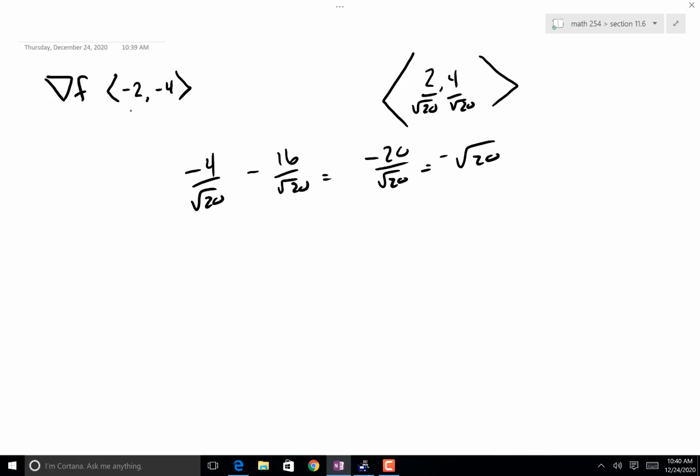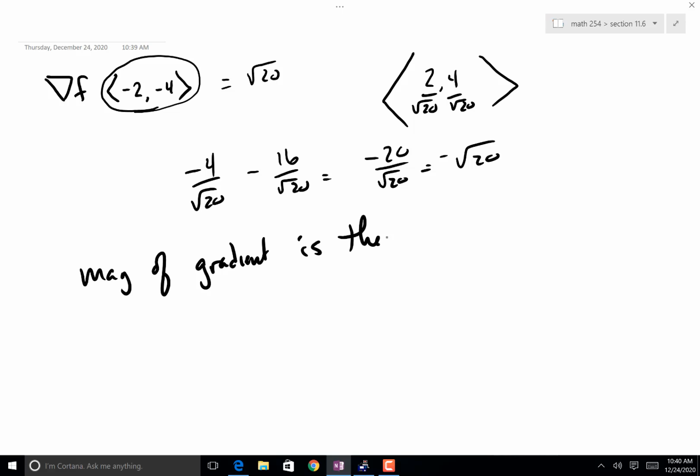Well, what does that have to do with anything? Check it out. What is the magnitude of this vector? The magnitude of the gradient vector is the greatest rate of change that you can ever get. Greatest, because that is the fastest way going up the hill. Fastest meaning what? The greatest rate of change. So the magnitude of the gradient is the greatest rate of change you can ever see.